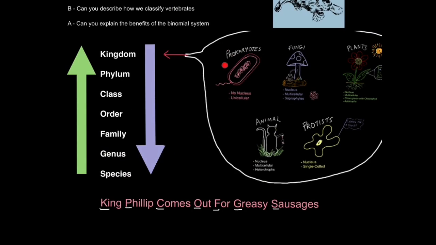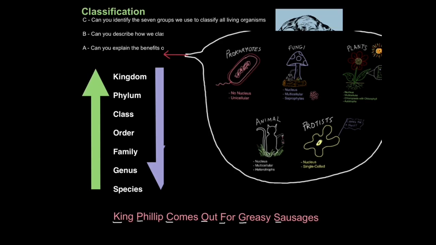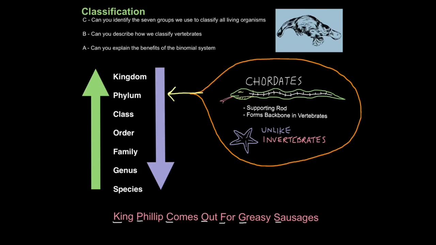So those are the 5 kingdoms. Remember, there'll be many, many species within each kingdom, but they'll only have very few things in common. So, prokaryotes, fungi, plants, animals, and protists. So next up we have the phylum. Now let's say we're looking at the animal kingdom. How can we further subdivide the animal kingdom?